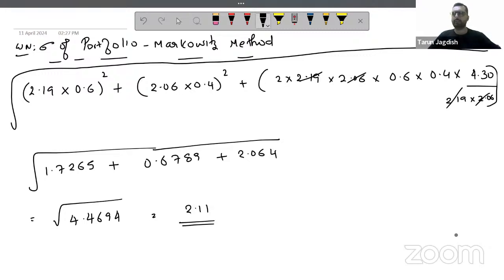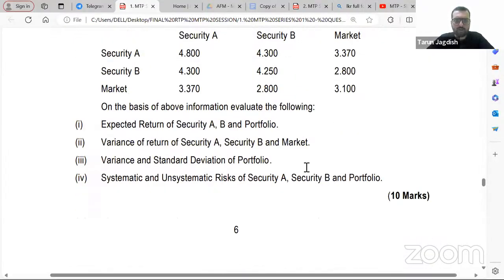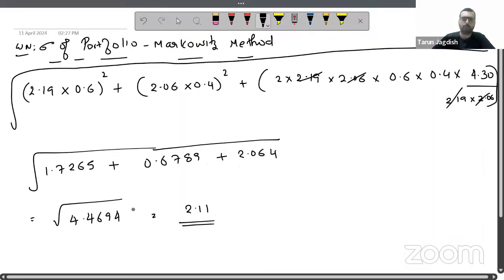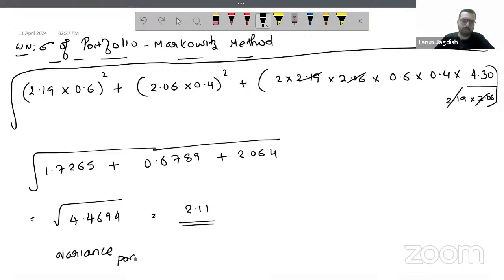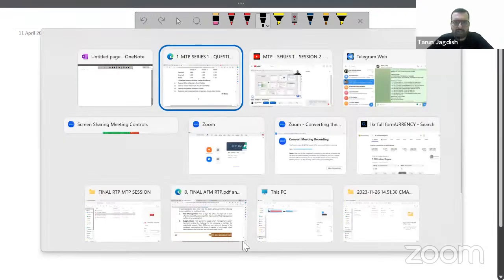All right. So friends, we are done with this one particular area also. Shall I go to the next requirement now? So they need the variance of the portfolio also. So therefore, what will be the variance of the portfolio? That will be this square. That will be 4.469. Everybody clear with this part now? Okay. Next one. Let us go to the next part now.